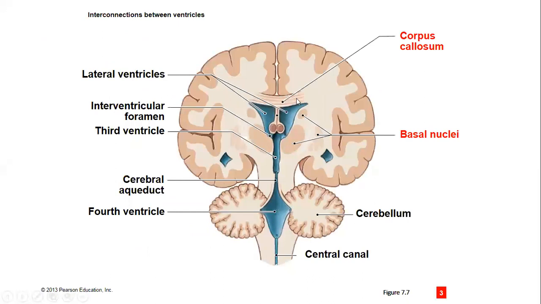Right here's the corpus callosum. So if this is a frontal section of the brain and you kind of sliced it open, you can pull away the anterior and posterior parts, and you can see the corpus callosum. There's the fibers that run from right to left. And then the basal nuclei are embedded. So right here are the lateral ventricles that we just talked about. There's the interventricular foramen and the third ventricle. And then the diencephalon is located right around in here. And the basal nuclei are located just nearby, but they're embedded actually in the cerebral hemispheres.